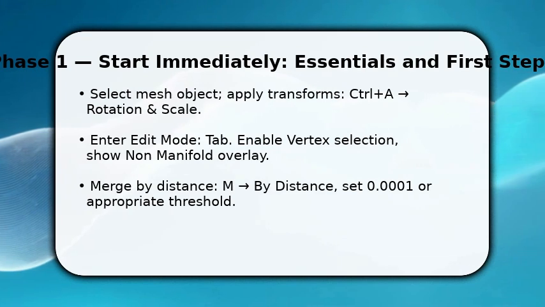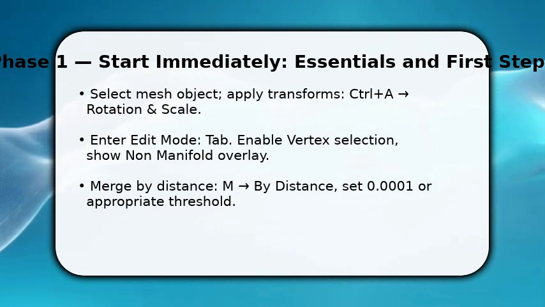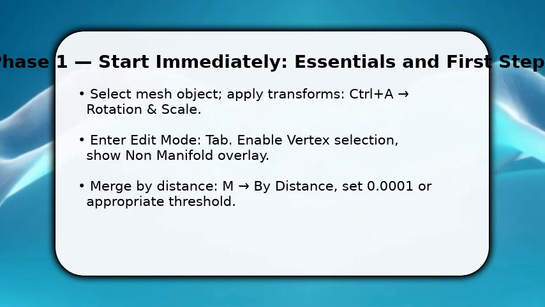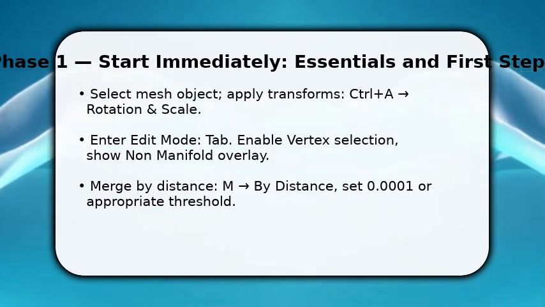Set a small 0.0001 threshold and inspect results. This removes micro-duplicates that break normals and topology. Make sure you undo and try a different threshold if you erase expected detail.